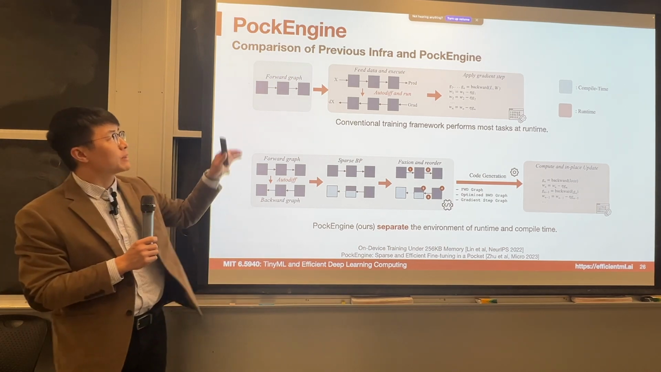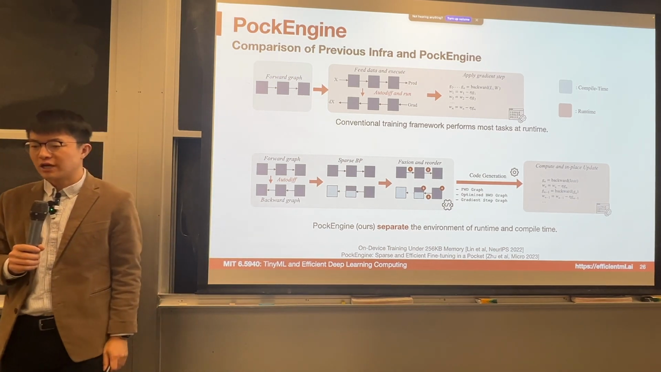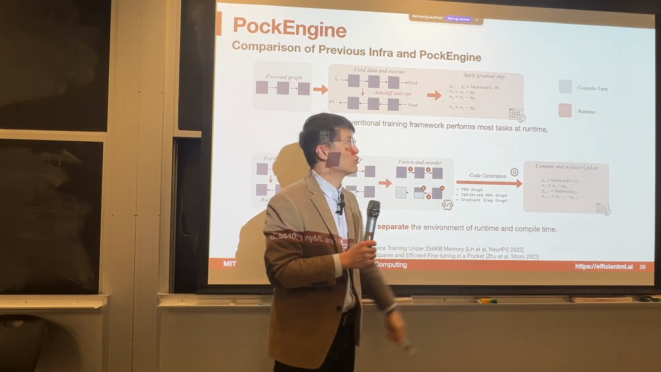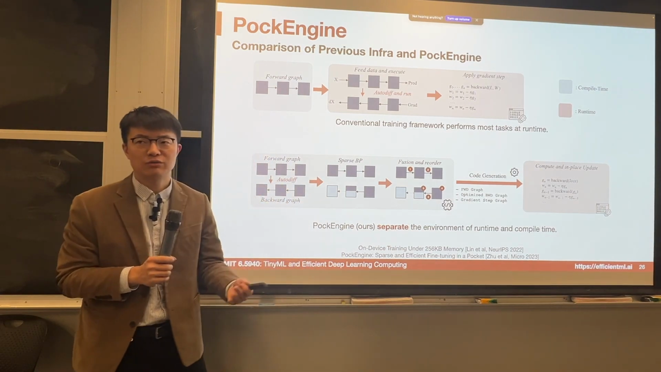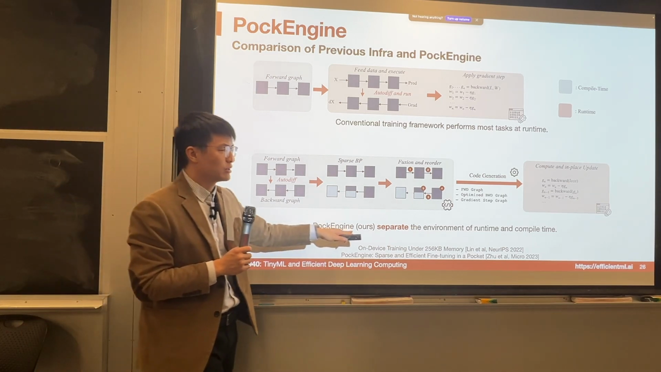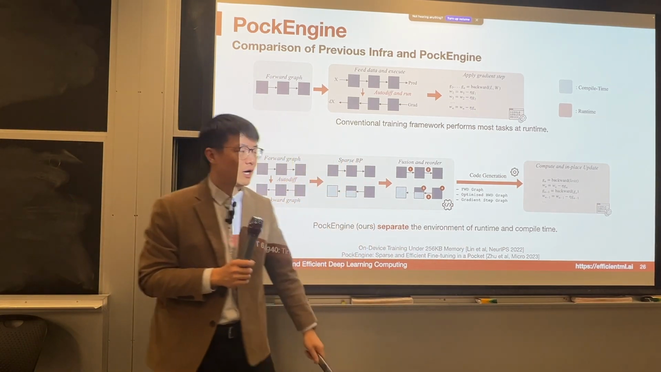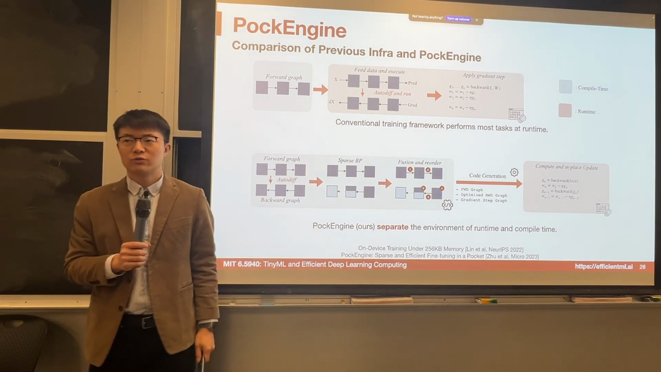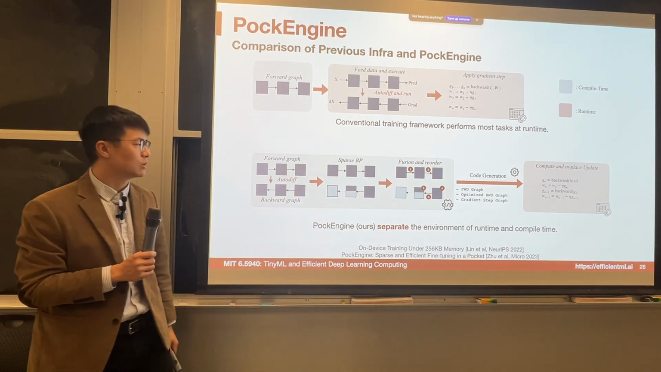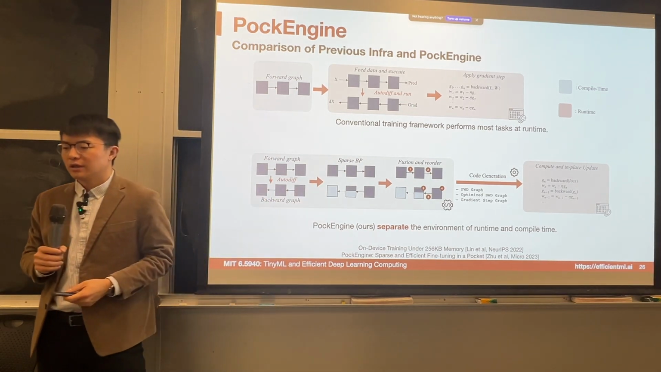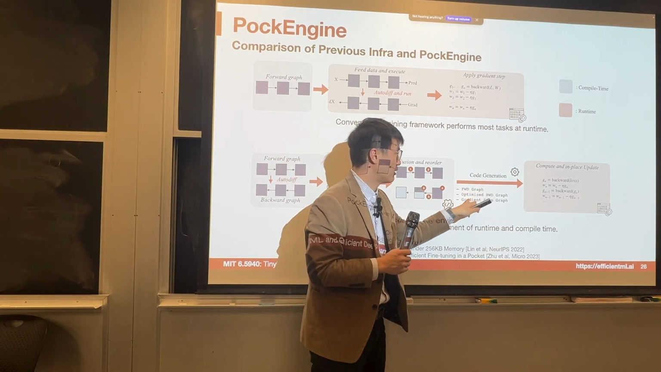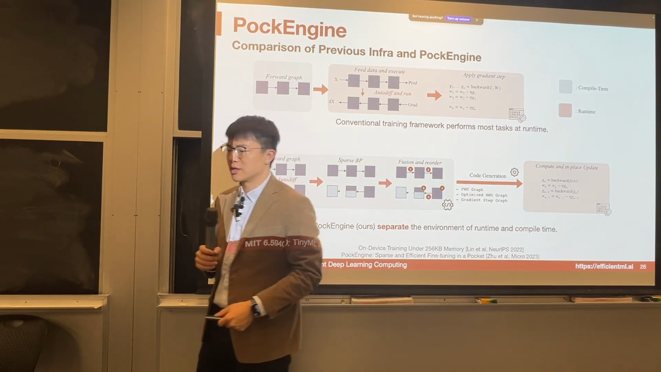So this is comparing the previous infrastructure versus PockEngine, where the conventional training framework performs most of the tasks at runtime. It's very general, but it's not really efficient. There's lots of redundancy you have to do. And PockEngine separates the environment for runtime and also the compile time. Basically, it's pushing lots of the workload to the compile time, including the sparse propagation, sparse fusion, and reorder. Everything is happening in compile time. And finally, it generates very thin code with the forward graph and optimized backward graph, and also the gradient step graph.